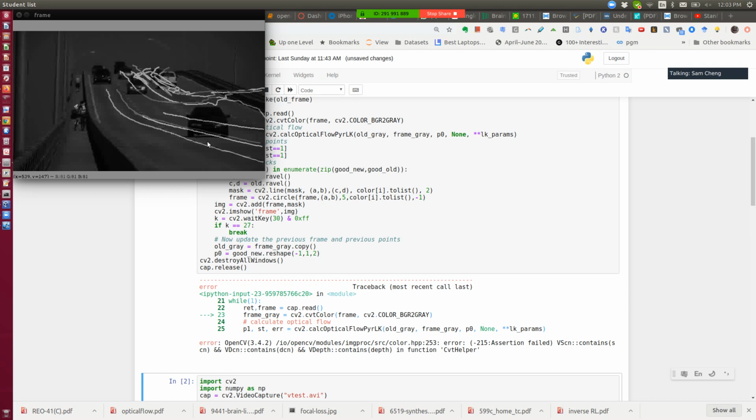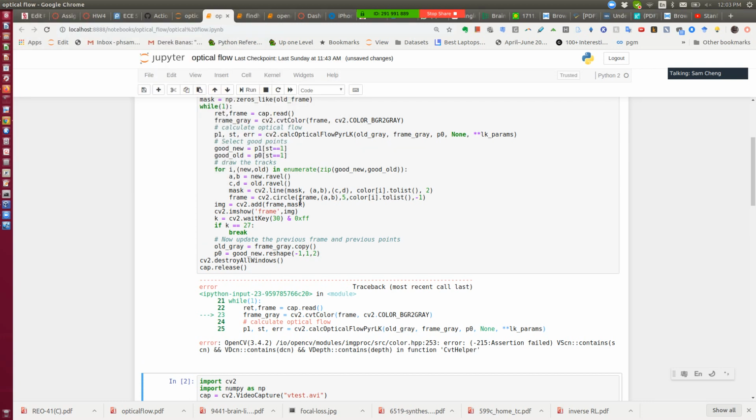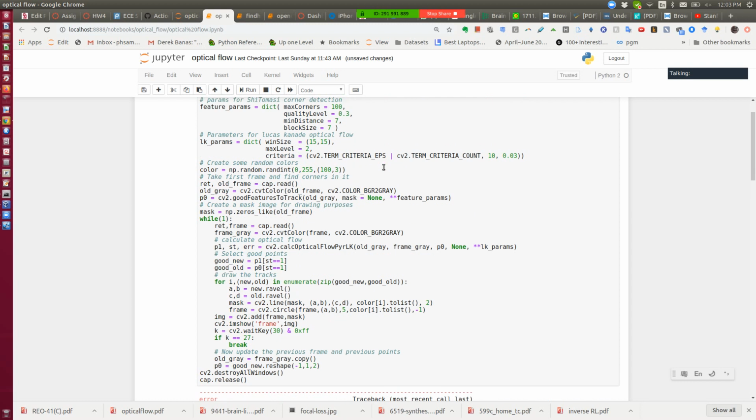Initially, I don't know why this paused. Oh, actually it hangs for some reason. Anyway, this one gets some good features to check. I'm not sure about the function, so I look at the documentation. It looks like it's doing some color detection, and that determines some good features to check. Here it only checks those features, using the Lucas-Kanade as I mentioned.